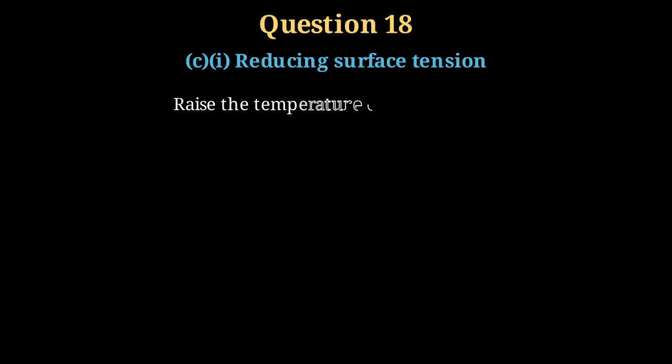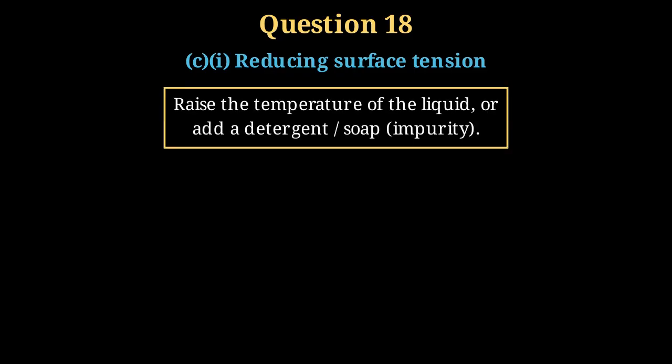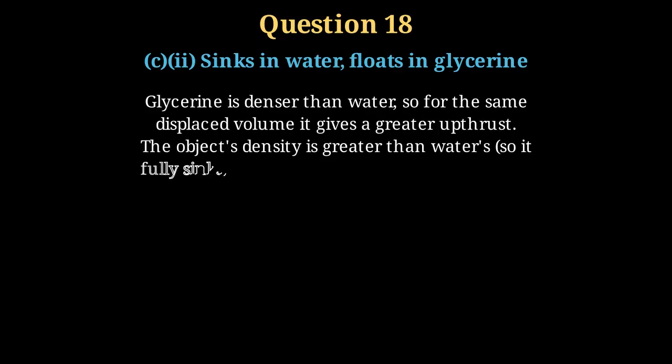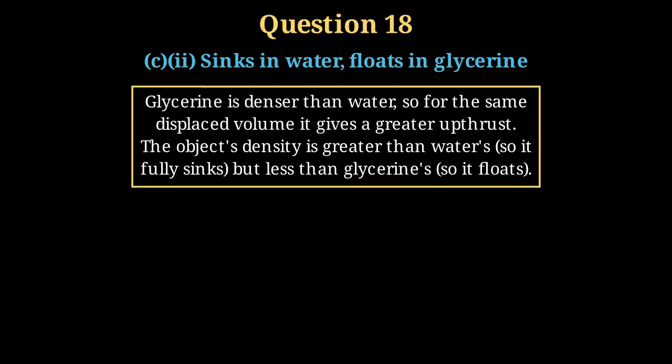Part C. 1. Surface tension in a liquid can be reduced by raising its temperature or by adding a detergent or soap. Part C. 2. The object sinks fully in water, but floats partly in glycerine. Glycerine is denser than water, so for the same displaced volume, it provides a greater upthrust. The object's density is greater than water's, so it sinks in water, but less than glycerine's, so it floats in glycerine. Well done. Question 18 is complete.